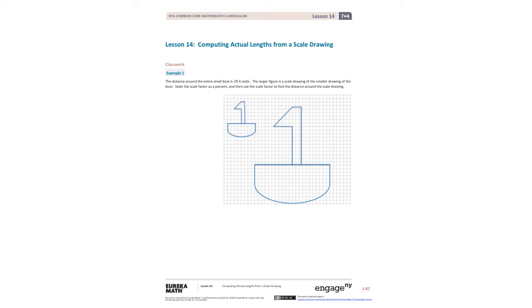Now, from our scenario, we need to figure out what is our original drawing, because our original drawing is going to represent our whole. Here it says the larger figure is going to be the scale drawing. So our scale drawing is always going to equal our quantity. And then again, our original is always going to equal our whole.